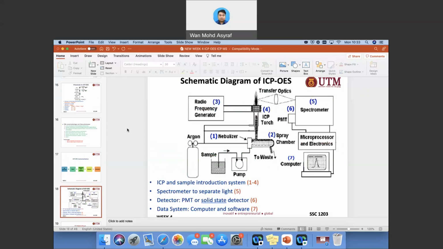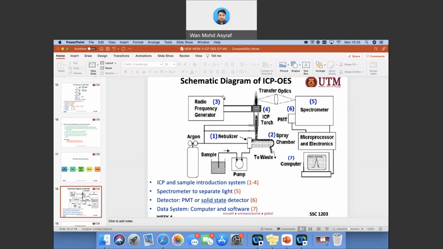So ICP and the sample introduction would be around here. The nebulizer, okay, this is your sample. We have a pump here, which will pump the sample into the nebulizer, and then it will go into a spray chamber and into the ICP torch, where all of the atomization process that we have looked at before would be happening inside the plasma.